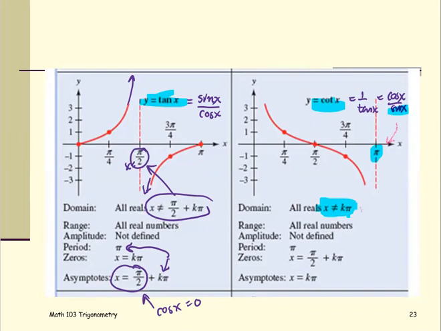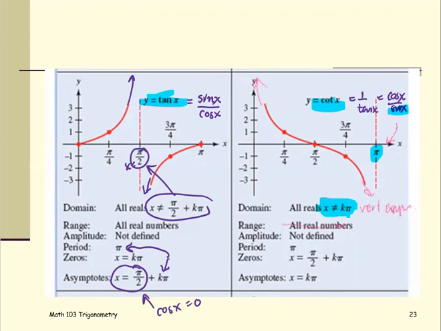At the vertical asymptote, no graph exists or the function is not defined. The range is the set of all real numbers because, as you see, the graph goes all the way to positive infinity and keeps going to negative infinity. The amplitude is not defined as well because we could not find the maximum value and minimum value of the function.